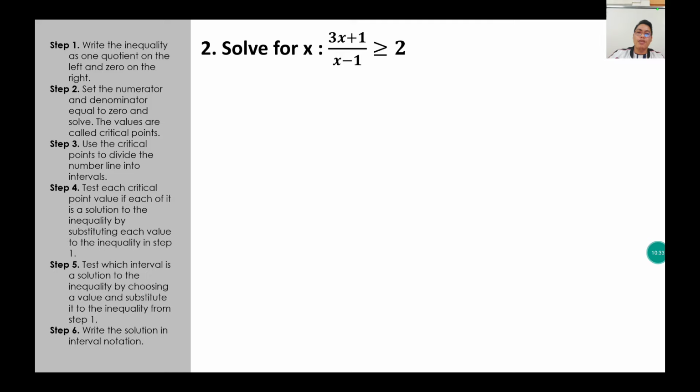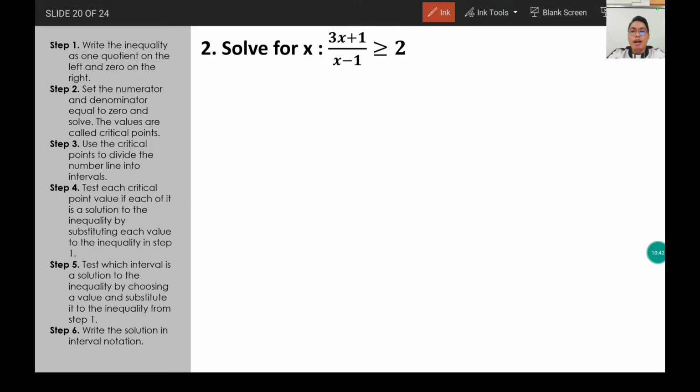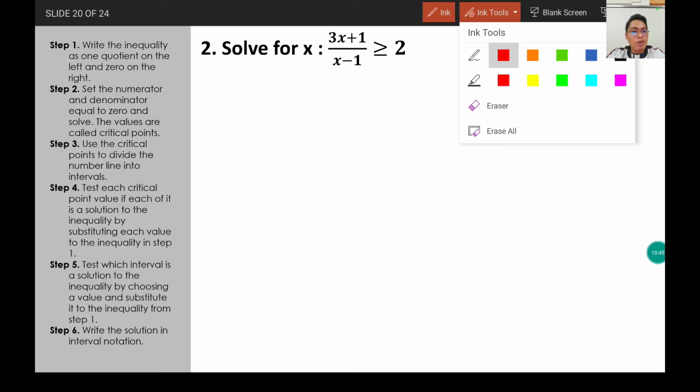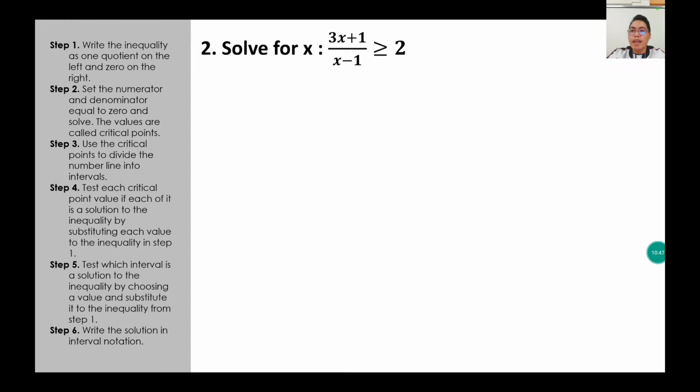Solve for x: (3x plus 1) over (x minus 1) greater than or equal to 2. First step is to write the inequality. Palitan lang natin yung color. First one, para mas okay yung blue. So first one, we write the inequality as 1 quotient on the left and 0 on the right side. So we will move positive 2 onto the left. So this will become minus 2. So we'll now have (3x plus 1) over (x minus 1) minus 2 greater than or equal to 0.